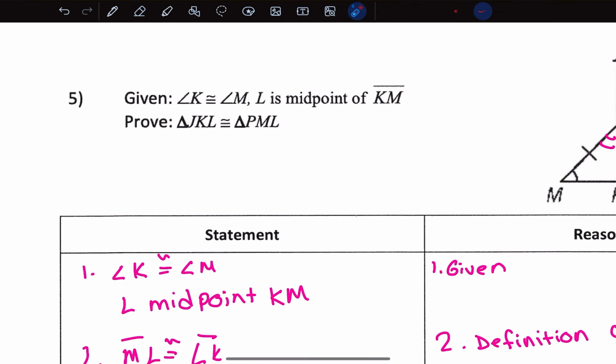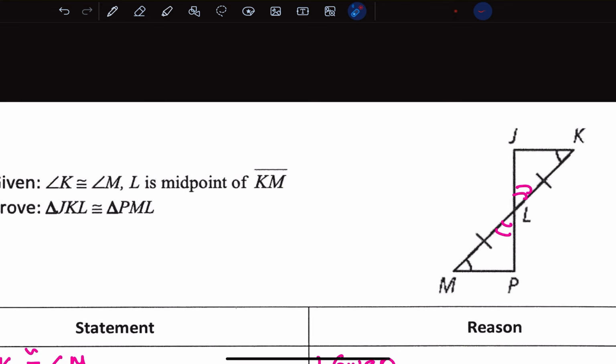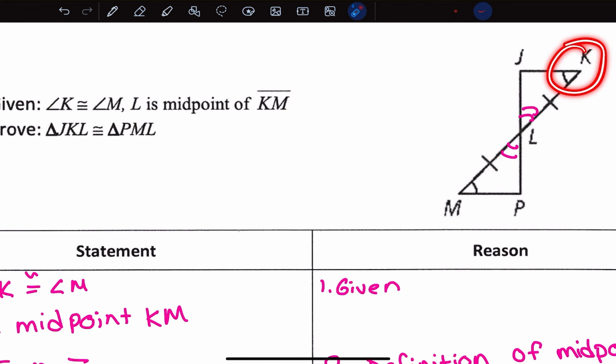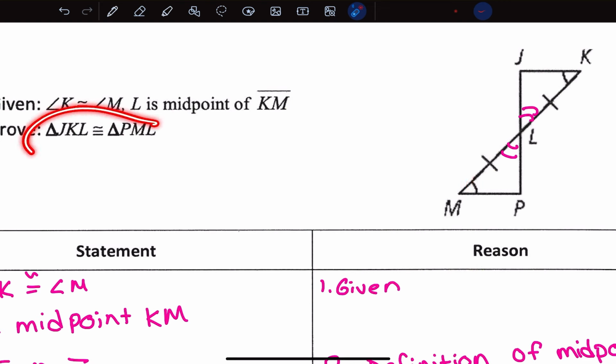Okay, one more. Given that angle K is congruent to angle M, so right here, congruent angles, L is the midpoint of KM, so I'm going to have a line where I'm going to state that these 2 segments are congruent based off of the definition of a midpoint. And then again, I see the bow tie, vertical angles, so 2 lines, one that they are vertical angles, second they are congruent. So if I do all this, I will have an angle, a side, and an angle. And I am proving the triangles are congruent, so that will be my end.